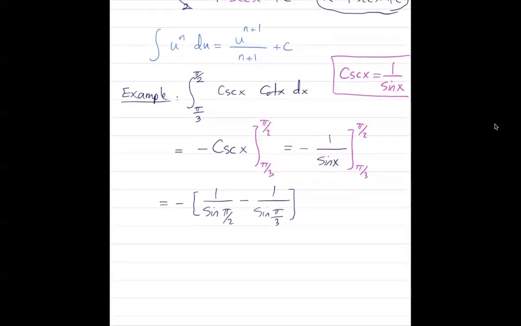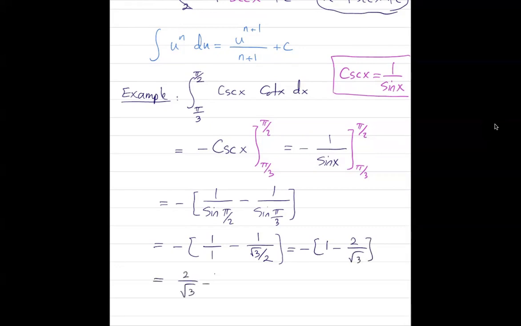So this integral is negative 1 divided by 1 minus 1 over square root of 3 divided by 2. Or, as you remember, you can write this in rational form as well. You can rationalize this later. So this guy is minus 1 minus 2 divided by square root of 3. Or if you distribute the negative sign, you get 2 over square root of 3 minus 1. You can leave it as it is. But remember that you can always rationalize this as well.